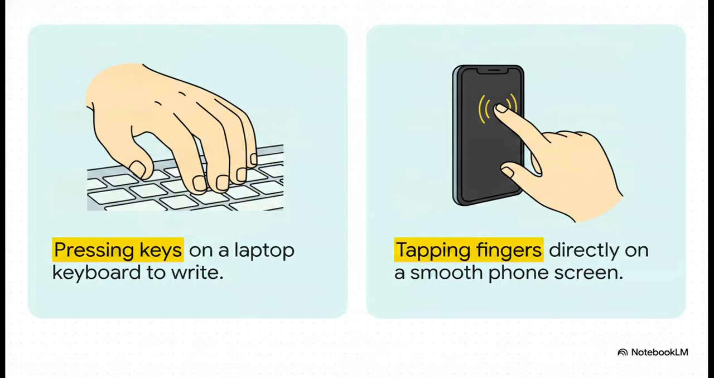Now, take a second and think about the physical difference in how these tools actually feel when we use them. With a laptop, you're pressing down on physical clicky keys on a keyboard to write. But with a phone, you're tapping your finger directly onto smooth glass to make things happen. It's a very different physical feeling for sure, but both actions are simply ways of communicating with your tool.